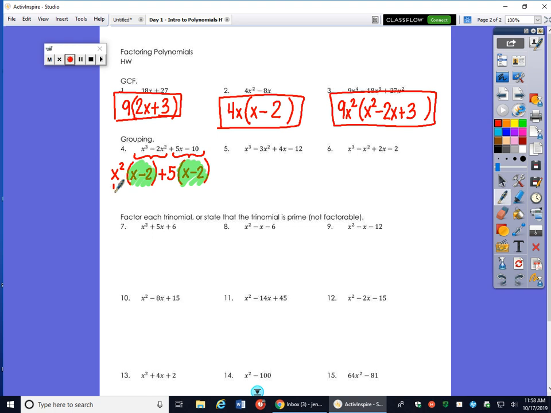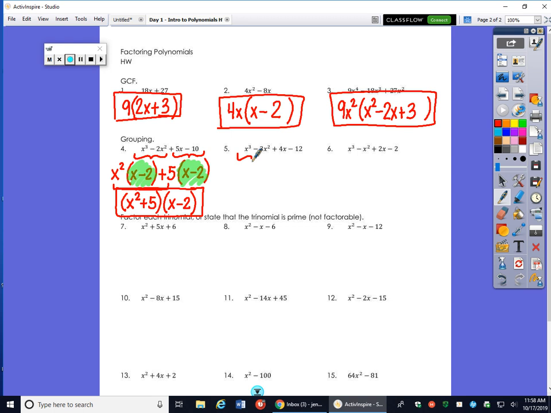So now, to write your answer, these 2, the GCFs, are going to be put together in one binomial. And then the 2 terms that were the leftovers, since they're the same, you're only going to write them one time. So your answer is just one of those x minus 2's times the x squared plus 5, not both of them.